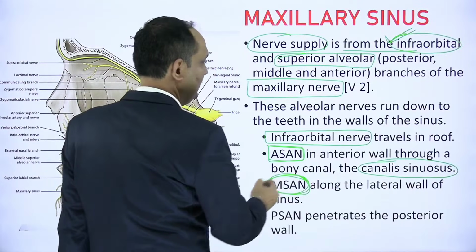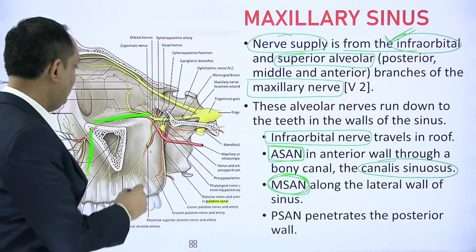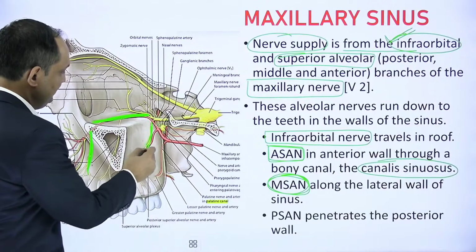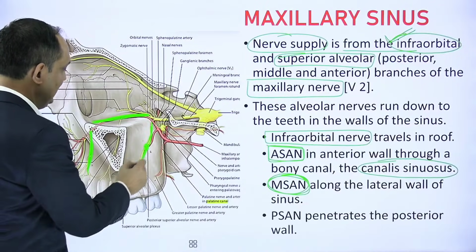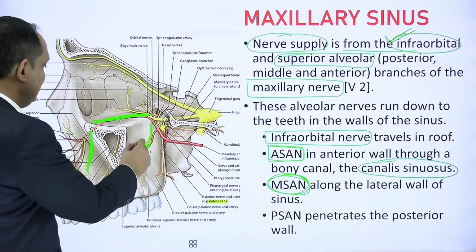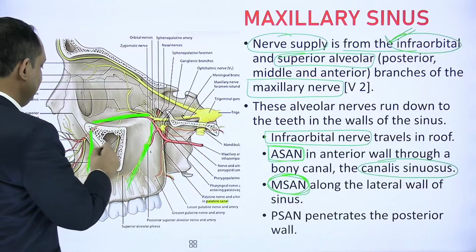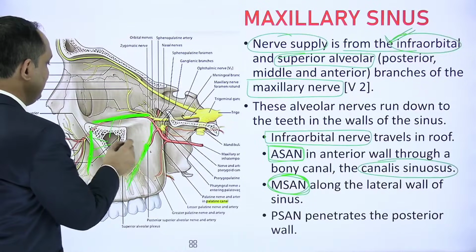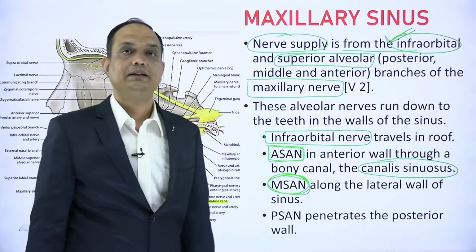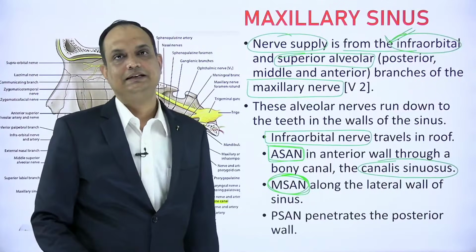The middle superior alveolar nerve runs in the lateral wall, and the posterior superior alveolar nerve pierces the posterior wall, and then it goes to supply the upper teeth. But while they are supplying the teeth, they give minute branches, and these minute branches enter the maxillary sinus to supply the mucosa of the maxillary sinus.